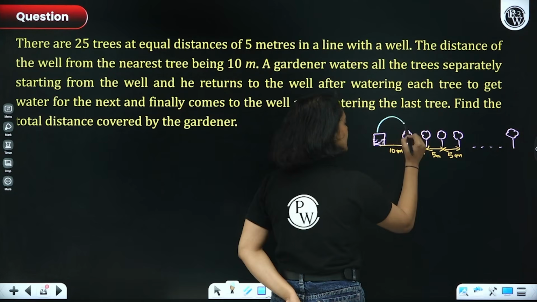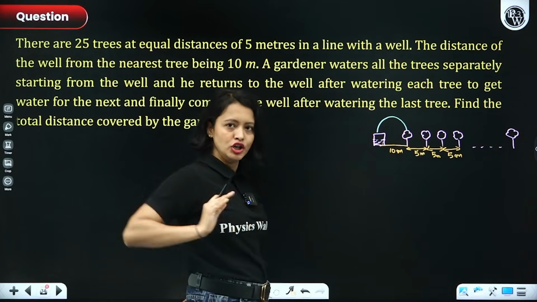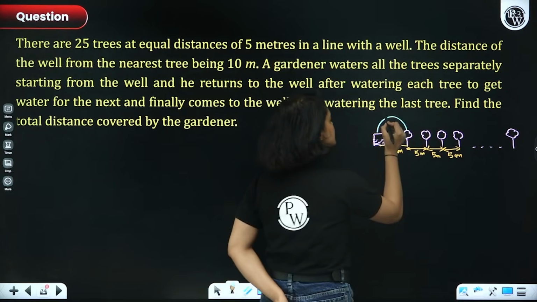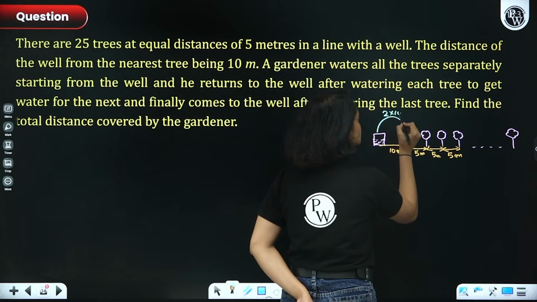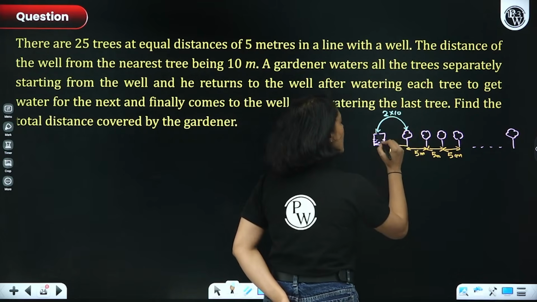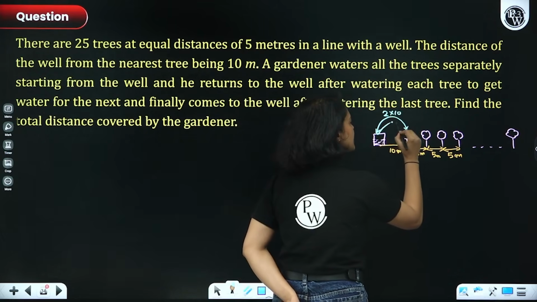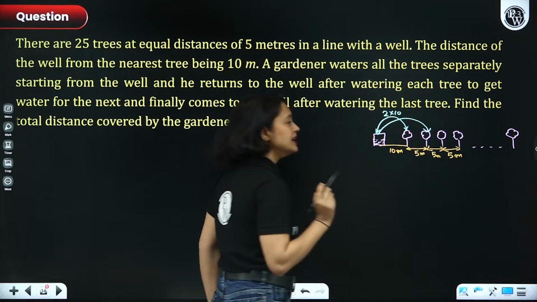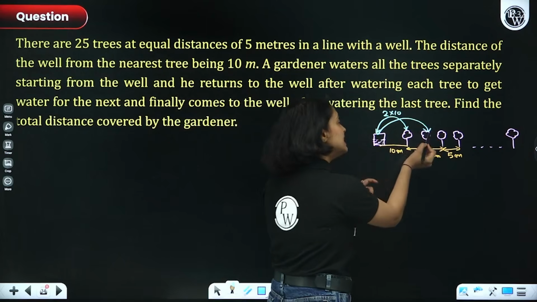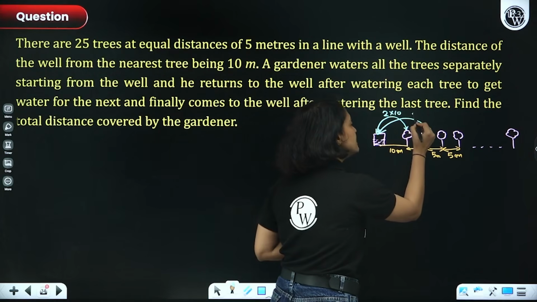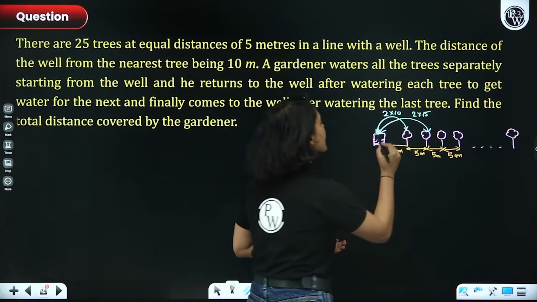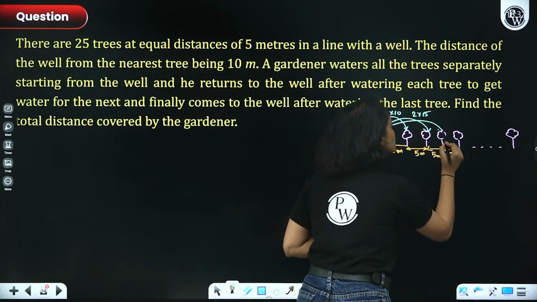For the first tree, he covers a distance of 10 meters to take the water, and then after watering, he comes back again, right? So, the distance covered is 2 times 10 meters, yes or no? Because he is going to and fro, right? To and fro. Now, again, he starts from here, and this time he goes to the second tree, and now the distance of the second tree is what? 10 plus 5, 15 meters. But he is coming back also. So, this time he is covering 2 into 15 meters. That's the distance. Now, again he starts from this well and goes to the third tree.